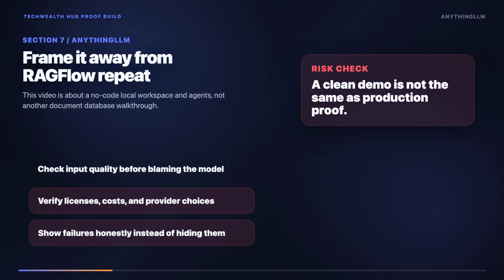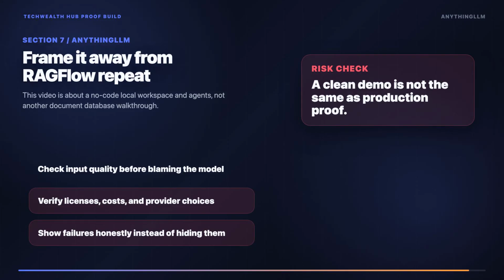A clean demo can still fail in production if the input data is bad, the hardware is too weak, the model license is wrong, or the output is not evaluated. So the honest rule is, prove the path with a small example, keep the proof visible, then decide if the workflow deserves more time. The repeat risk is real because the channel already covered RAG products. The packaging has to focus on local workspaces and agents, not another generic upload docs and chat video.